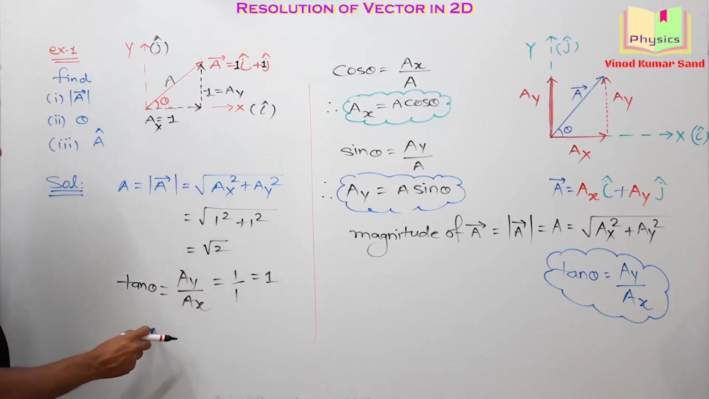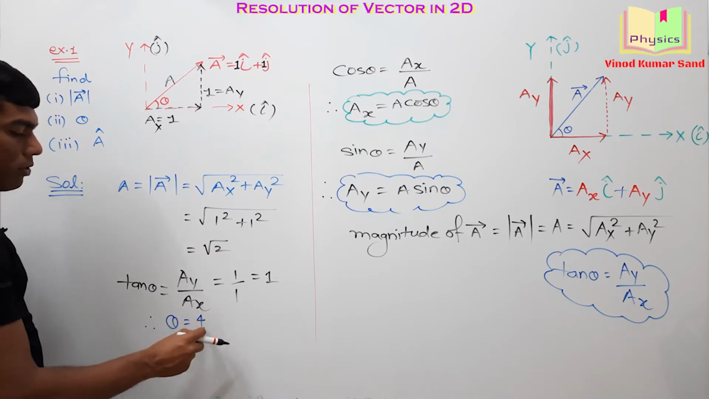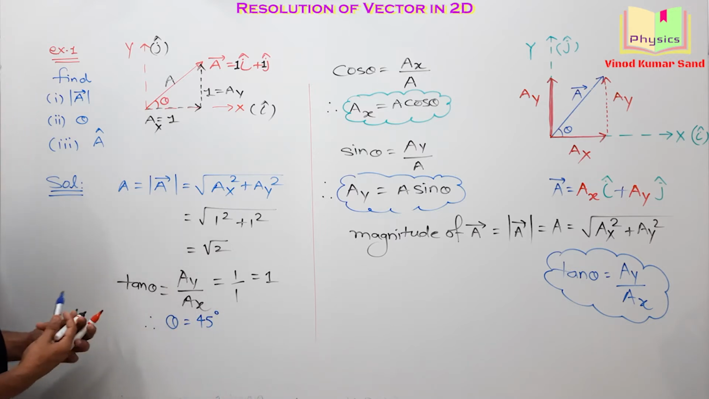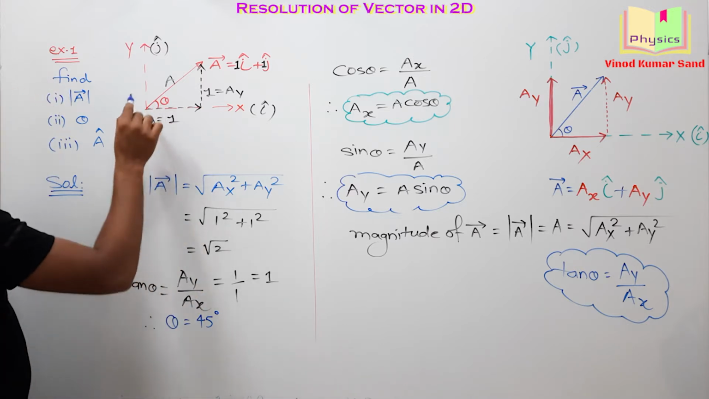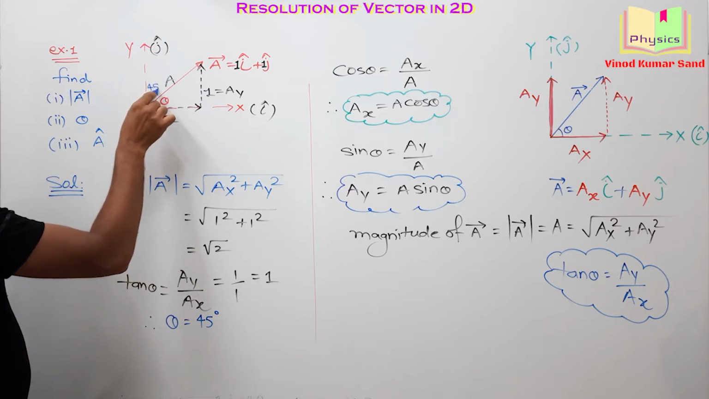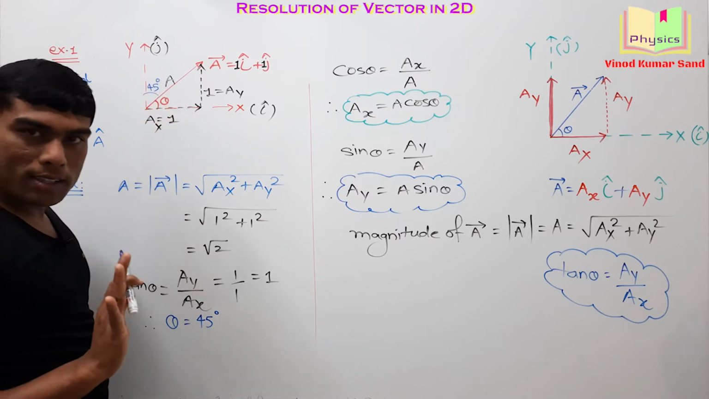It means what should be the theta? 45 degree. So this vector is creating an angle of 45 degree with the x-axis as well as an angle of 45 degree with the y-axis.